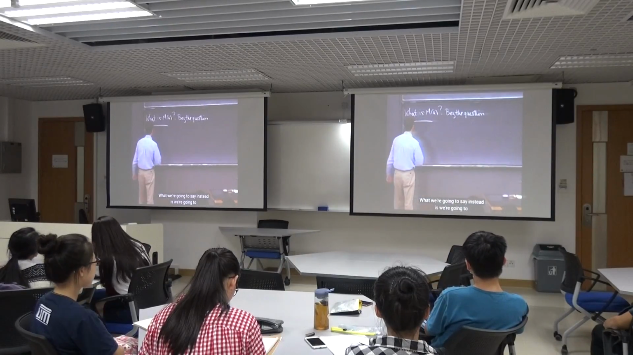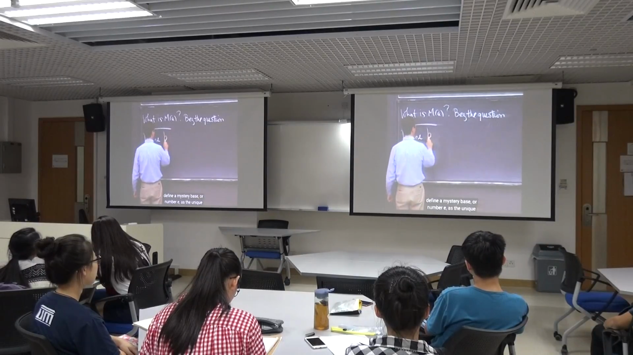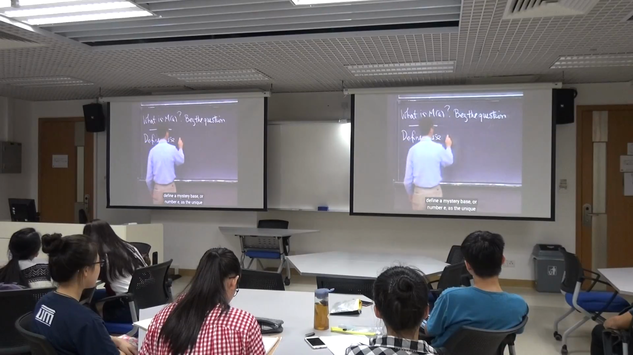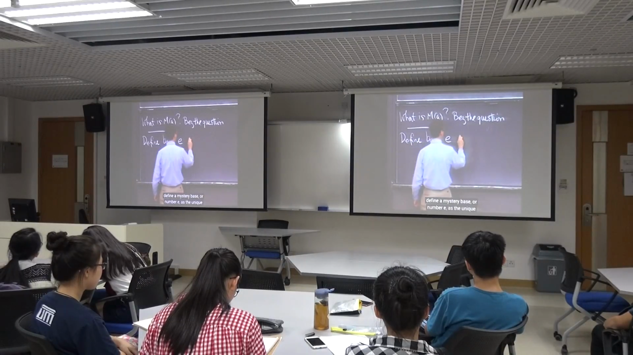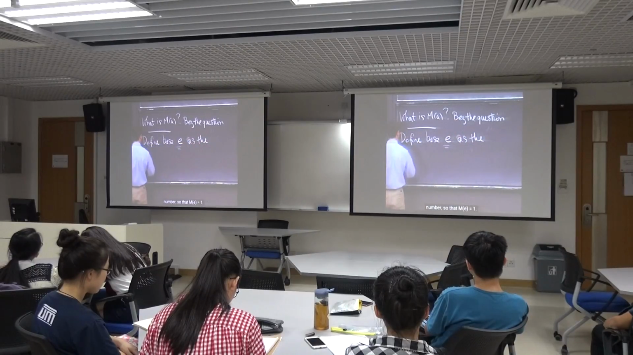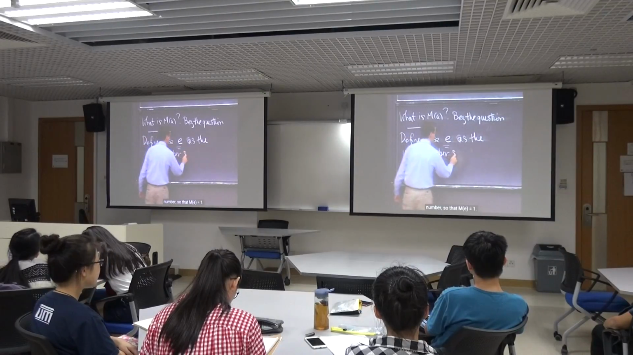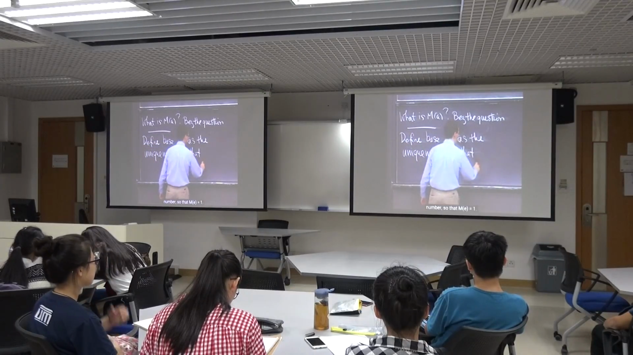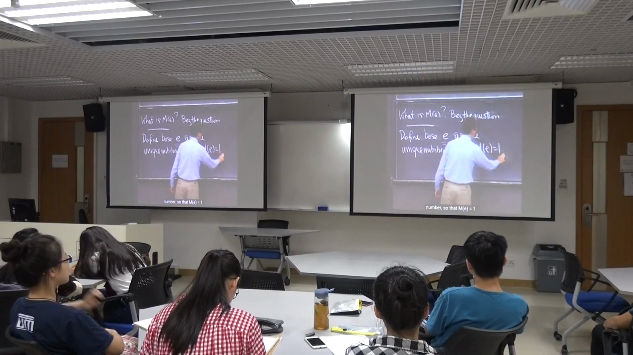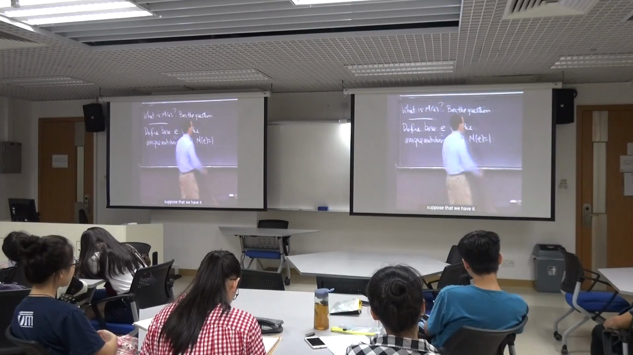What we're going to say instead is we're going to define a mystery base, or a number e, as the unique number so that m of e is equal to 1. All right, that's the trick that we're going to use. We don't yet know what e is, but we're just going to suppose that we have it.